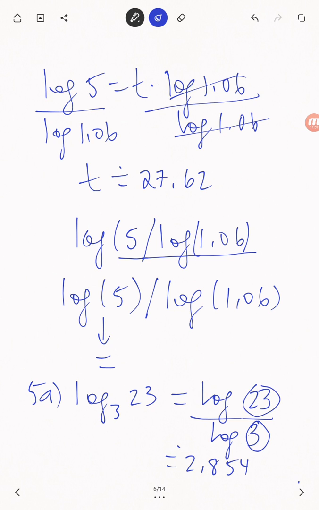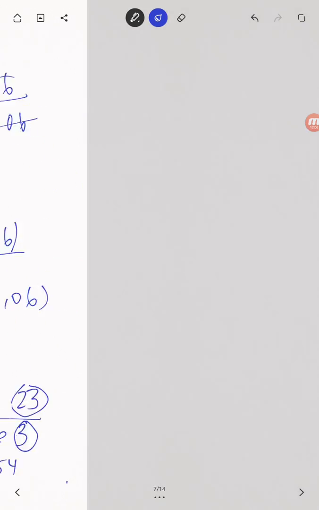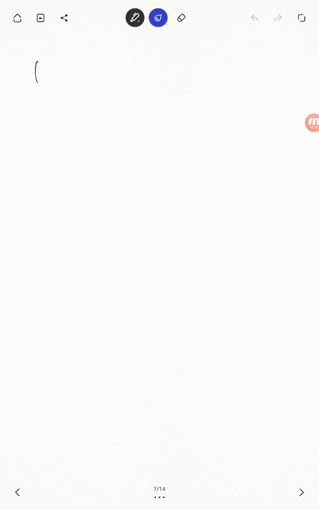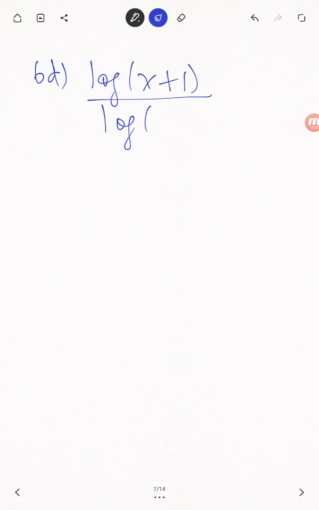All right, what have we got left here? The last question I wanted to do was 6D. It's pretty quick, so I think I'll just do it even though this video is getting a little long. 6D. We need to write as a single logarithm log of x plus 1 over the log of x minus 1.